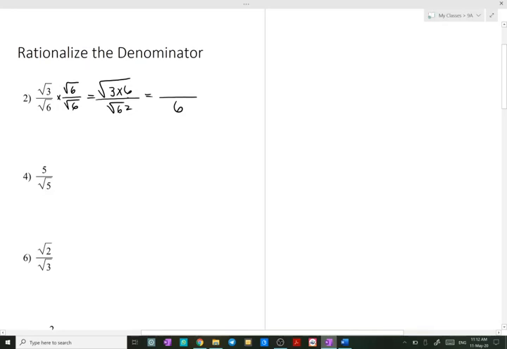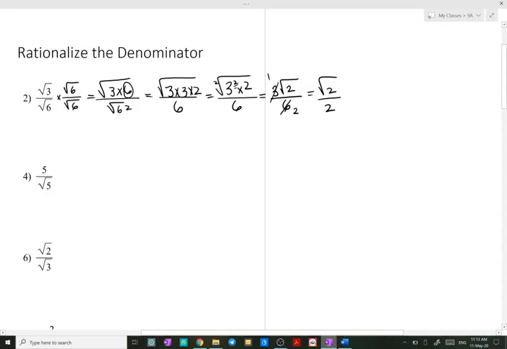Therefore, we decompose 6 in the numerator. We're going to get 3 times 2, and this is equal to square root of 3 squared times 2 over 6. And since 3 is squared and here you have an invisible 2, therefore you take the 3 out of the square root and you're going to have 3 times square root 2 over 6. This is not the final answer because we still have a common factor between 3 and 6. So by 3 is 1, by 3 is 2. Therefore, the final answer is square root 2 over 2.